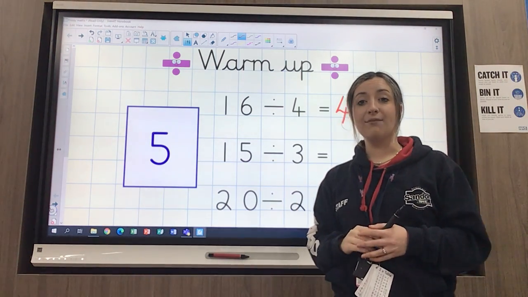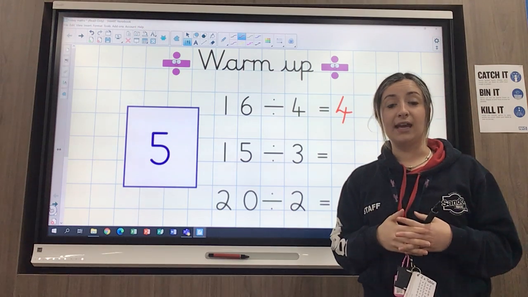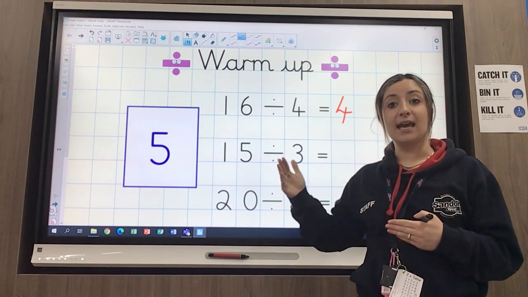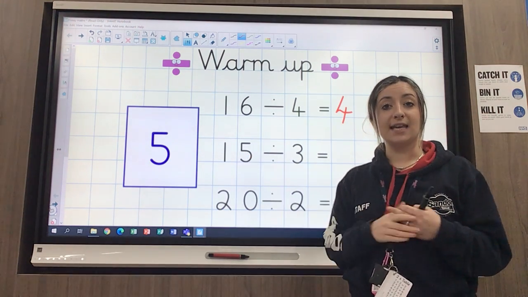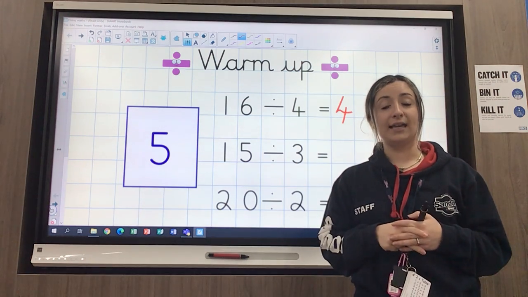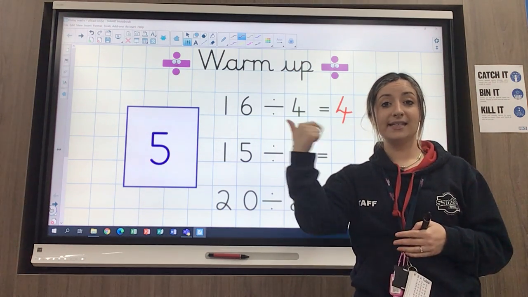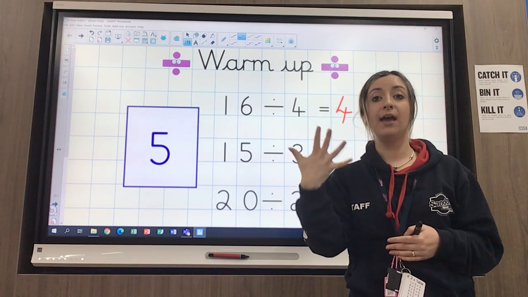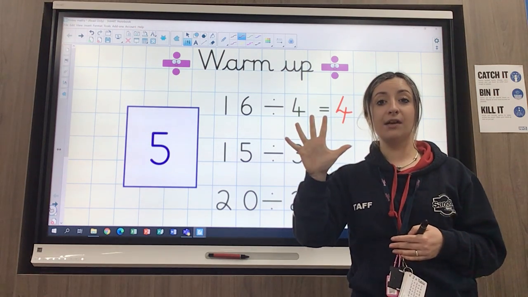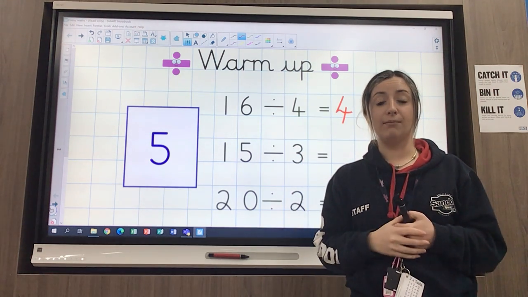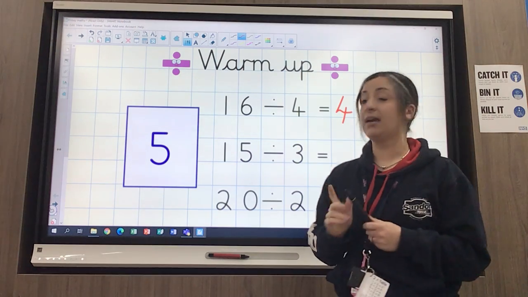My next question that I've got is 15 divided by 3. So I need to use my 3 times table up to 15 to see how many equal groups I can fit in. 3, 6, 9, 12, 15. I have 5 equal groups of 3 that make 15. So 5 is my answer.